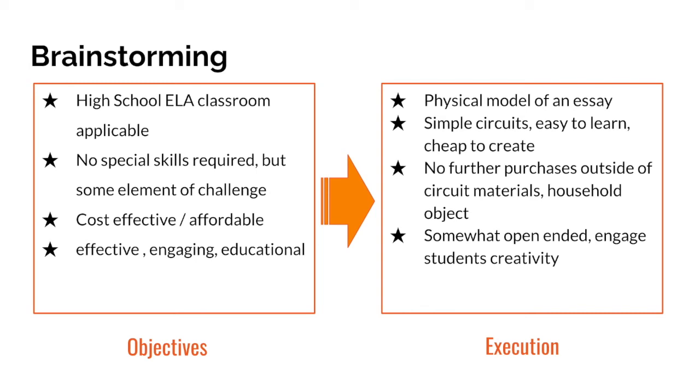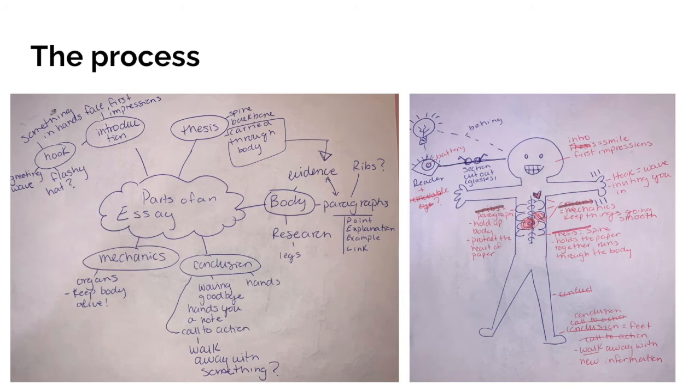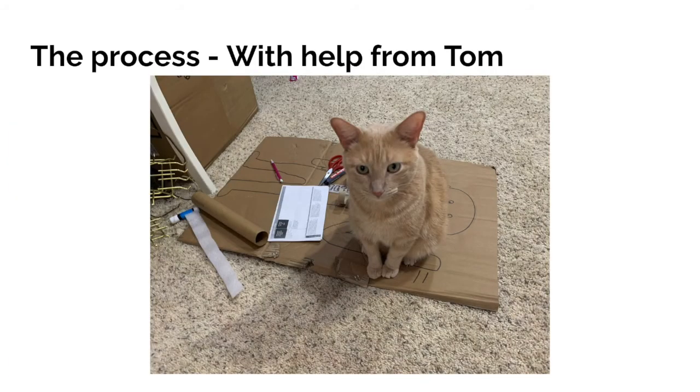So moving on to the process, on the left-hand side of the screen, you can see a mind map that I began with. And then on the right-hand side of the screen is where I began designing my project, just to get an idea of how I was going to make it, what supplies I would need, and what it would end up looking like. And I have to make an honorable mention to my sweet cat, Tom. He was a really great helper throughout this whole process.